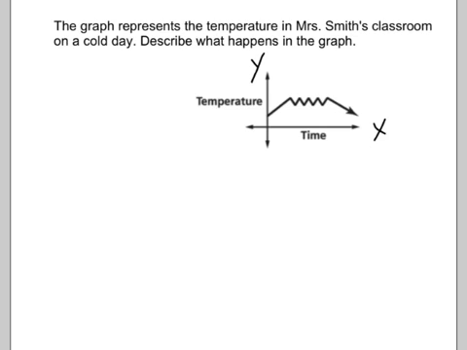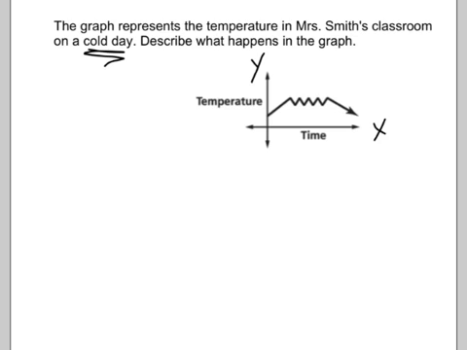So when we look at this graph and we start thinking about what's going on in this graph, well, it's a cold day. It tells us in our directions up here. All right, so we're looking at that, and we see the temperature starts out lower, and then it goes up. So that could be why. Maybe they came into class, they came into school, and they turned the heater on, or they turned the heat up, so it'd be warmer in the class.